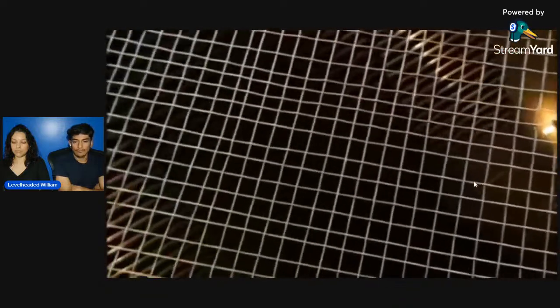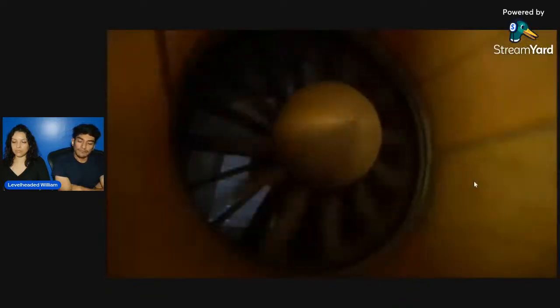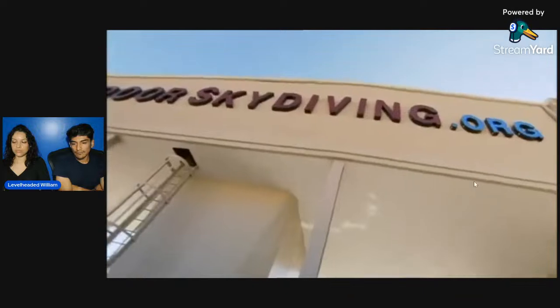Okay, so how does this actually work? I know that there's a big giant fan down there, but I don't see it. Actually, the fan is not on the floor. There's 4 fans, and they're actually positioned at the top of the building.